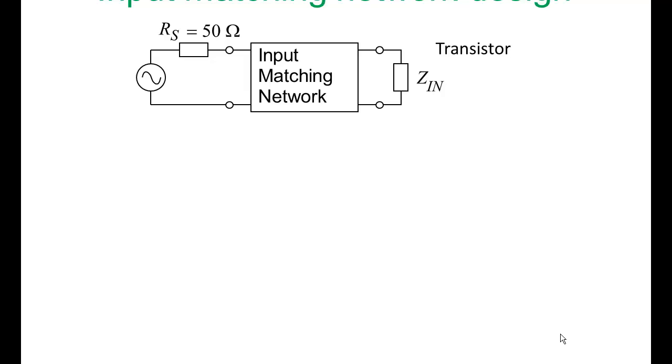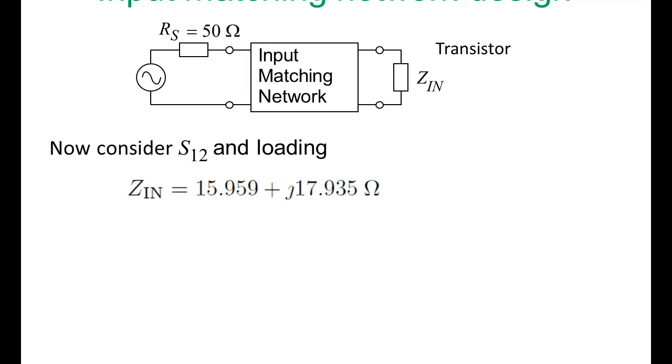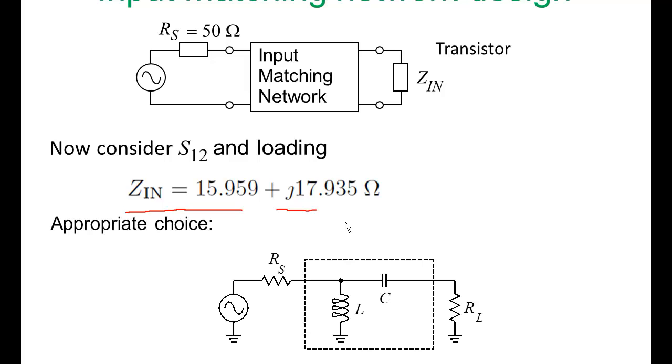Let's switch over to considering the input matching network. Now we do know what our output matching network is going to be, so we do know what is terminating our active device, so we don't need to ignore S12 or S21. We calculate our input impedance as about 16 ohms plus j17 ohms. So this is an inductor, and this inductance is coming from the bond wire, because this is a packaged transistor. There will be inductance looking into it, and so the appropriate choice for a matching network is as shown there.